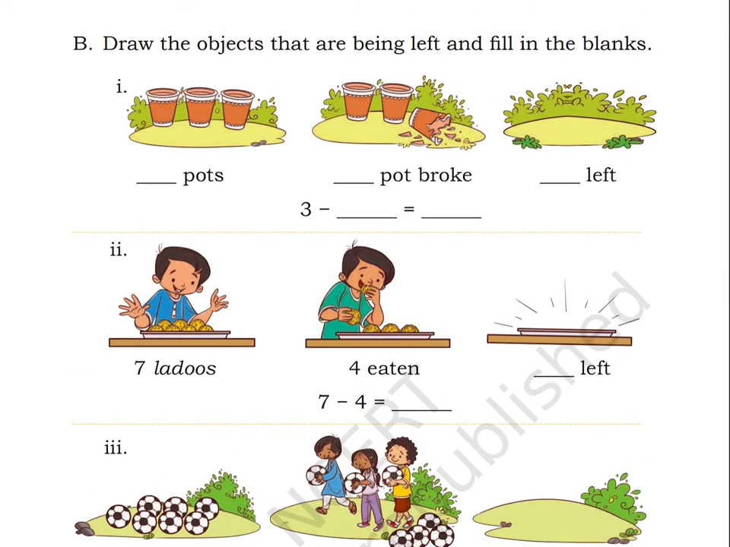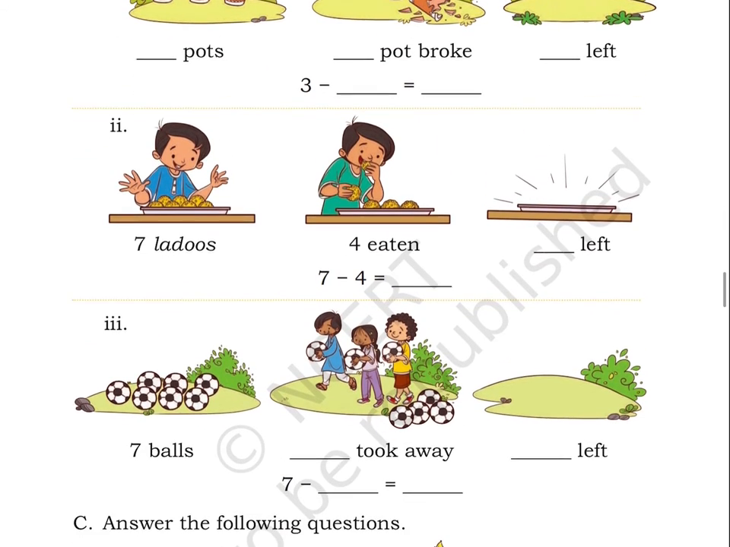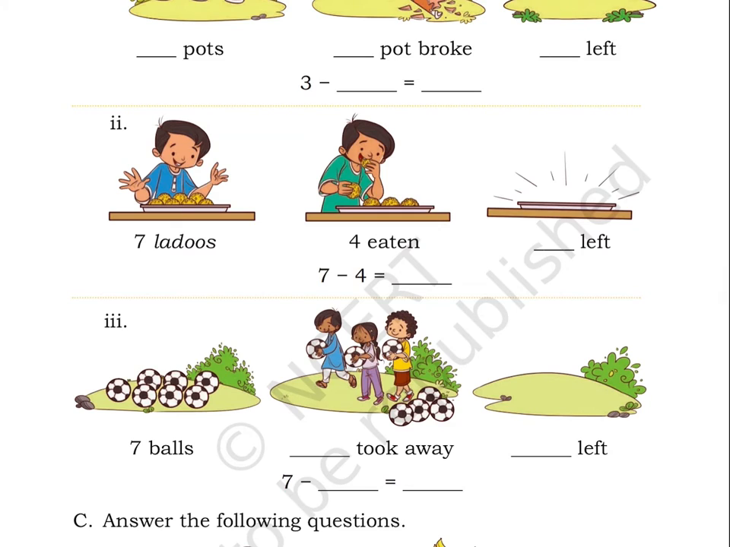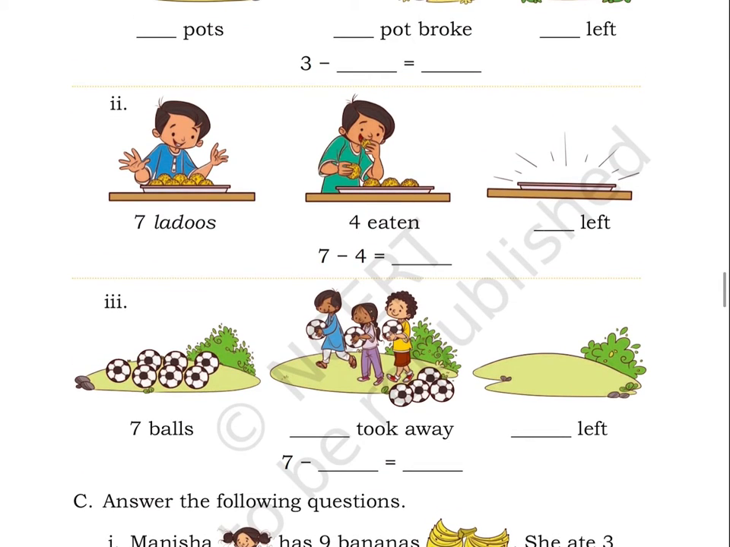2. There are 3 different pictures given. In the first picture, there is a boy having laddus. There are 7 laddus in a plate. In the second picture, boy ate 4 laddus. 7 minus 4 is equal to blank. In the third picture, there is blank laddus left.